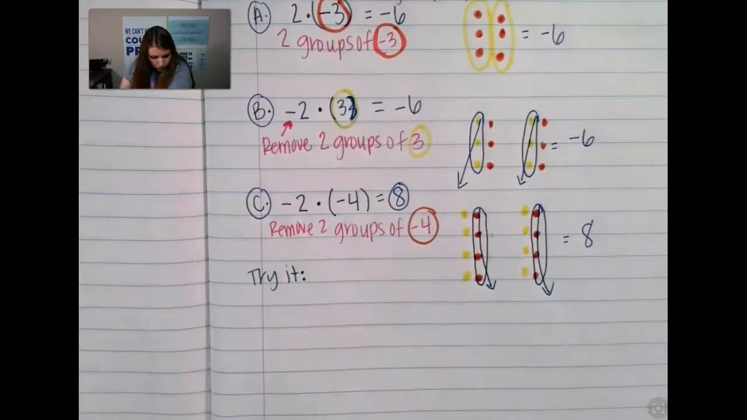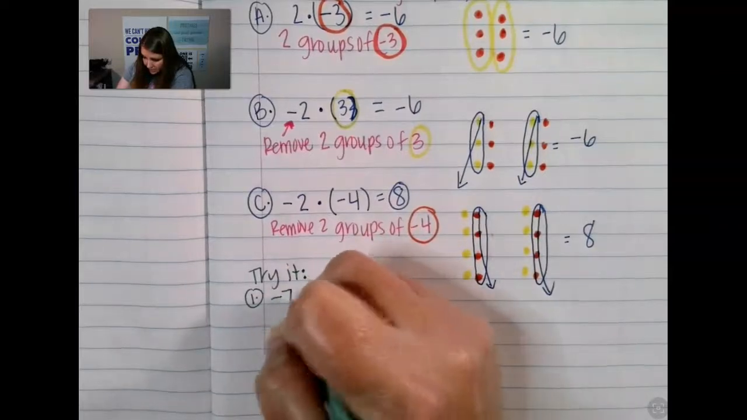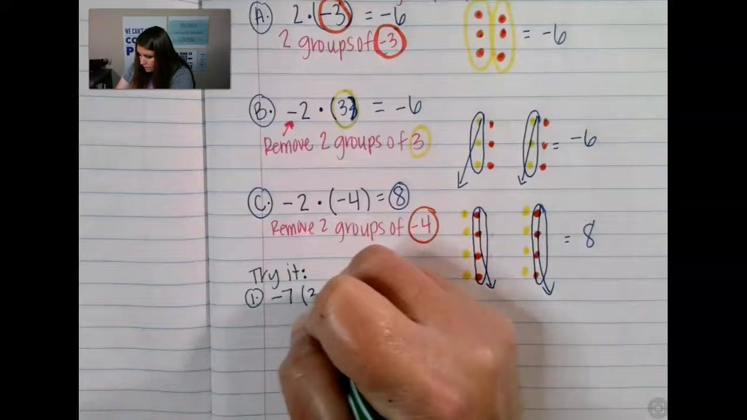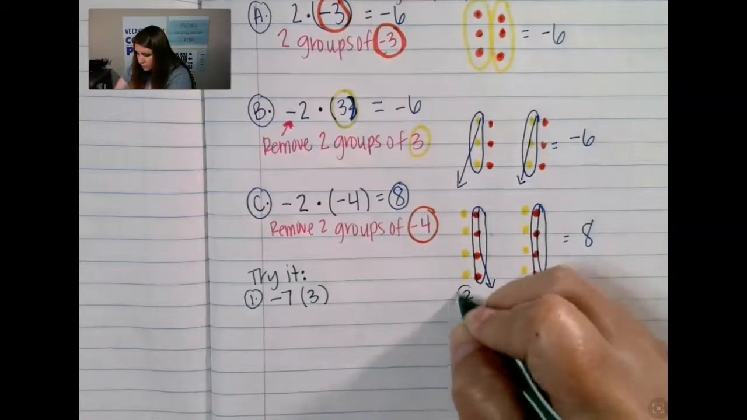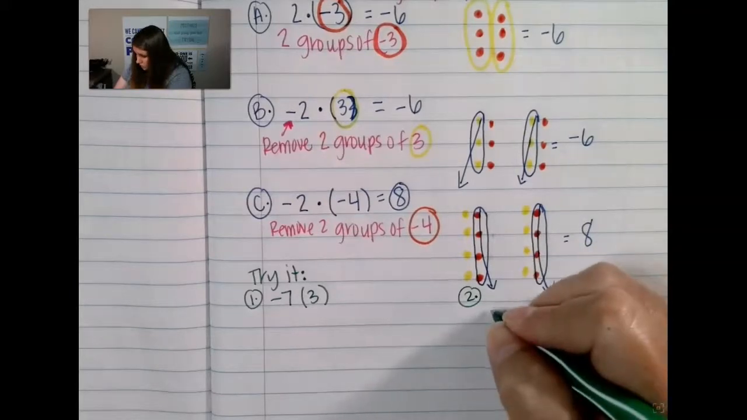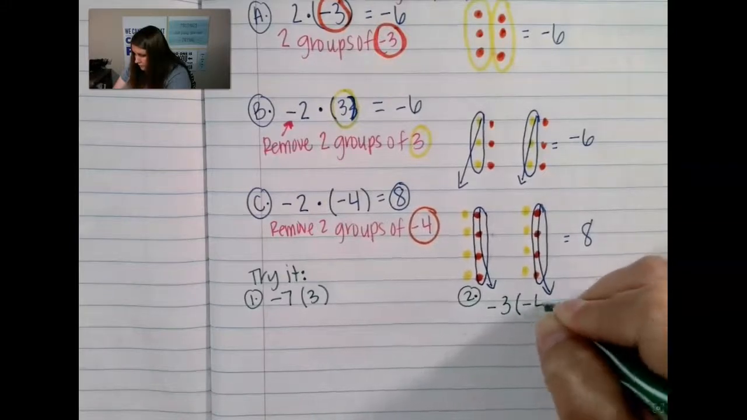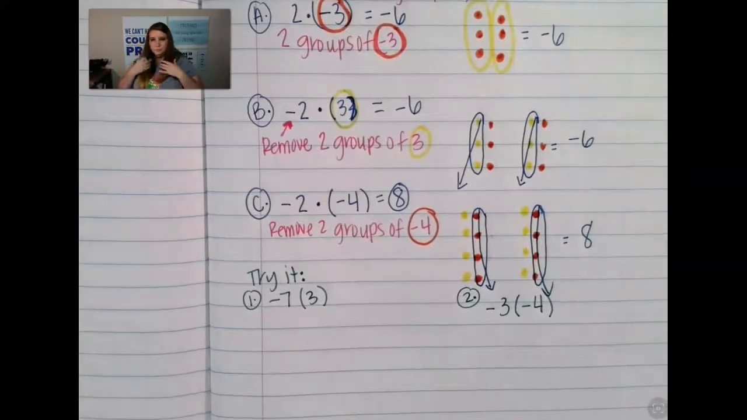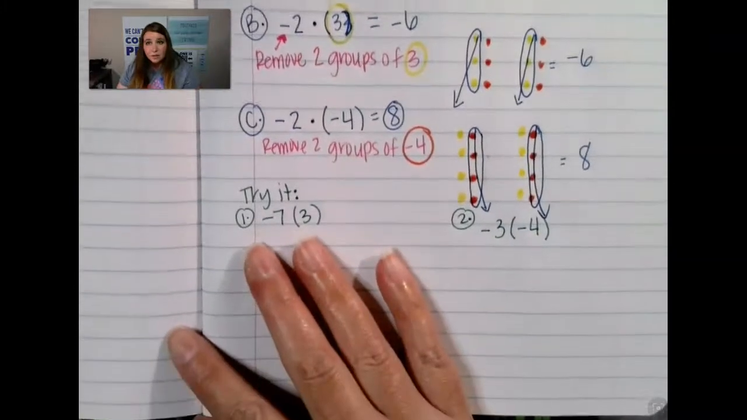I would like for you to solve this one, which says -7 groups of 3. So -7 times 3. And then the other try it I would like for you to do is, let's go -3 times a -4. All right, go ahead and hit pause right now so you don't hear me solving this. And then when you're all done, come on back so that way we can check our answers.